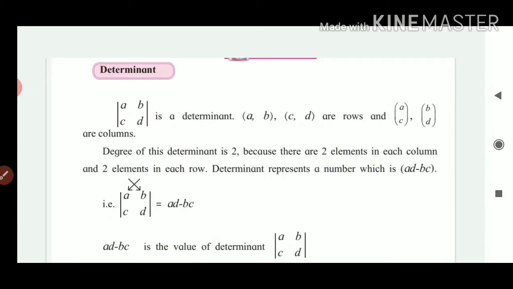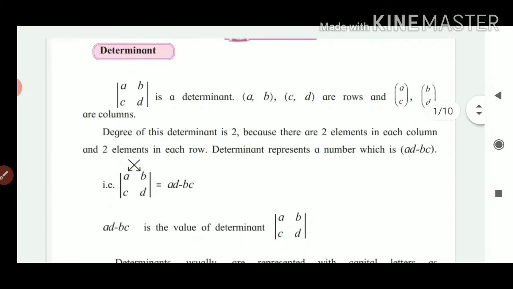We saw the three methods of solution of simultaneous equation. Now we see the fourth method of solution of simultaneous equation, which is called determinant method or Cramer's rule. Then first we see what is called a determinant. Let us see.